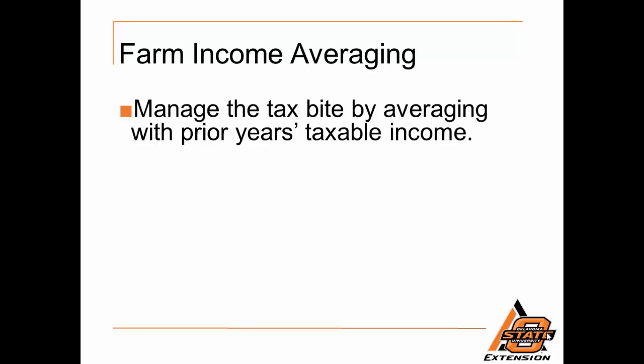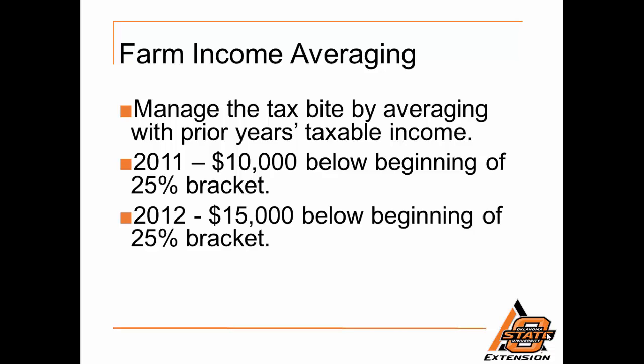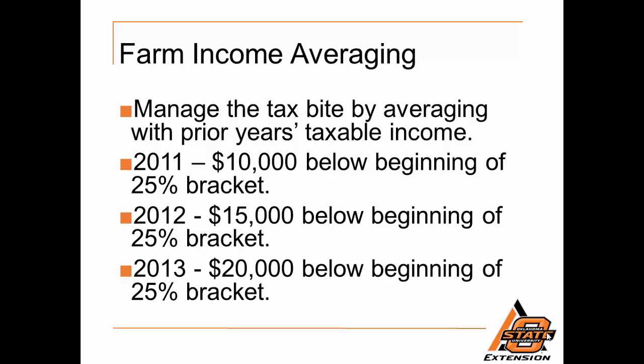Now, like I said, you average that over the prior 3 years of taxable income. Look at 2011. In 2011, we had $10,000 that was below the beginning of the 25% bracket. So we take $10,000, move it in there, and we're going to have taxable income in the 25% rate. In 2012, we had $15,000 that was below the beginning of the 25% bracket, and in 2013, it was $20,000.